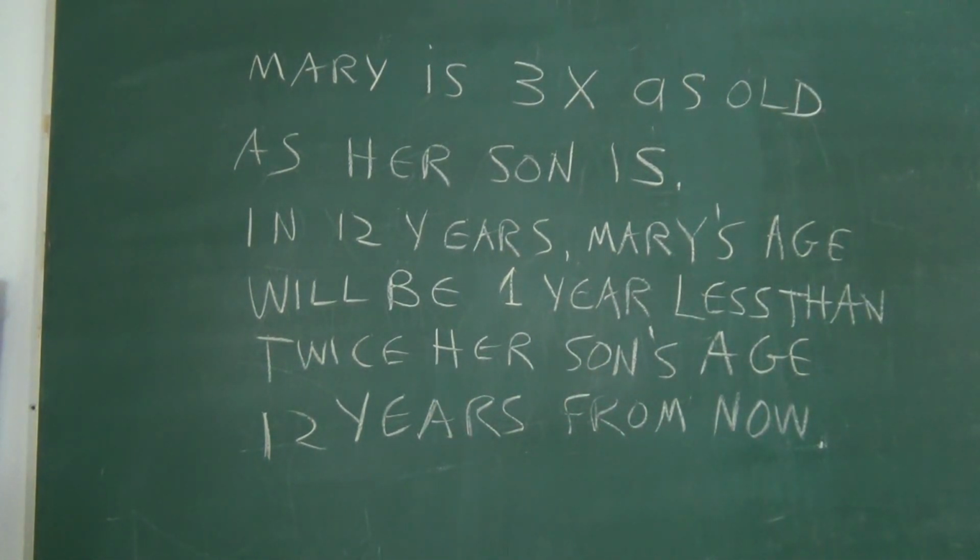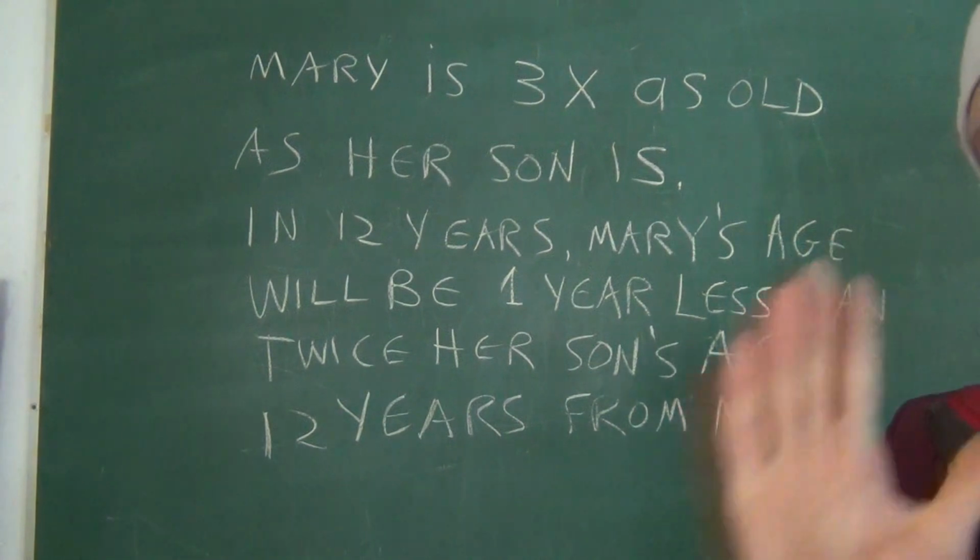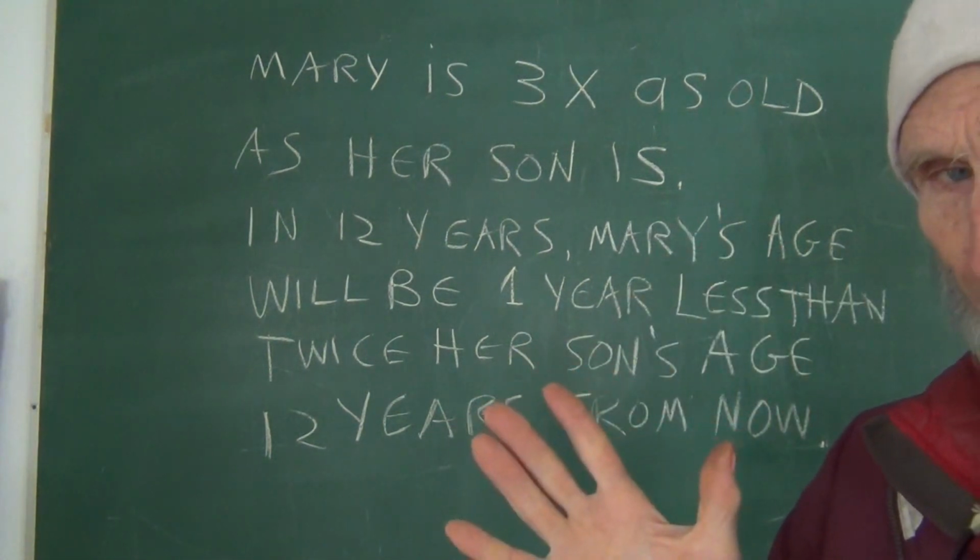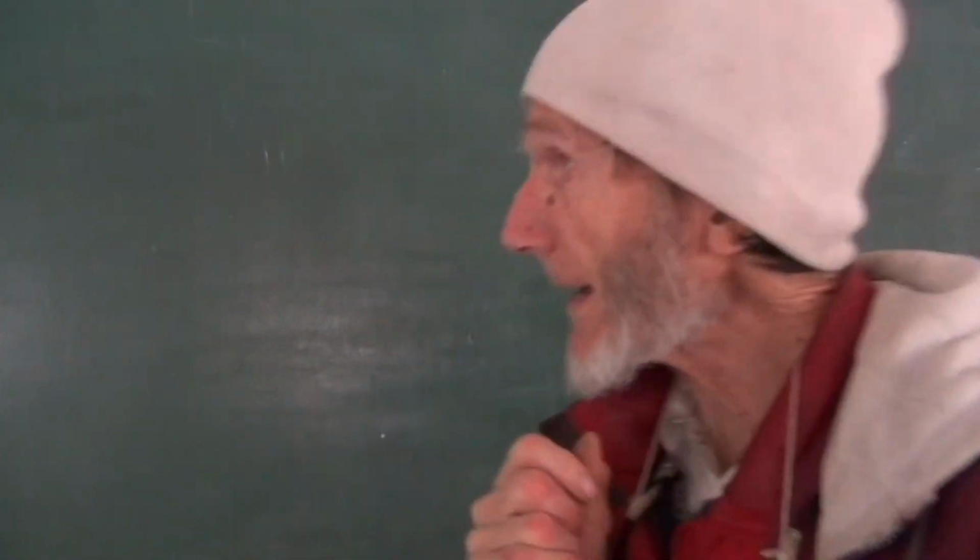Mary is 3 times as old as her son is. In 12 years, Mary's age will be 1 year less than twice her son's age 12 years from now. So, yeah, pause the video and just copy the whole thing down. So, let's just take it one step at a time, okay?